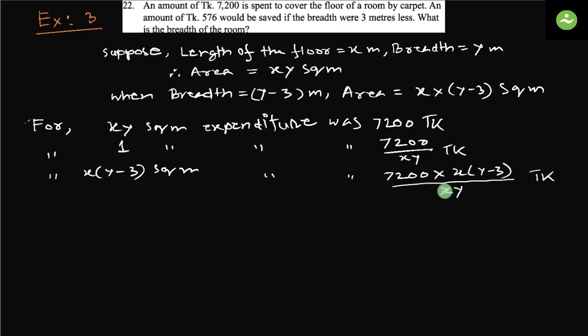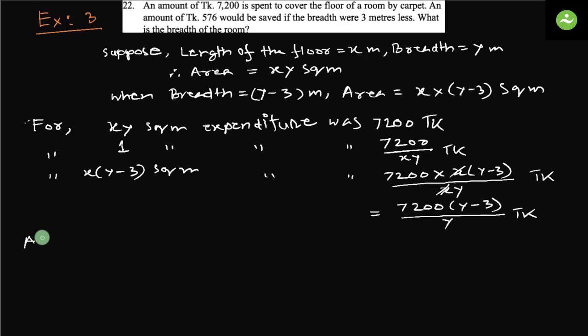So if we simplify, get rid of x and get rid of x, what remains? 7,200 into y minus 3, and here remains y, and unit is taka. Now question says the expenditure was 576 taka less when the breadth was less.